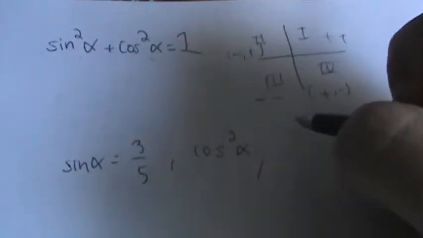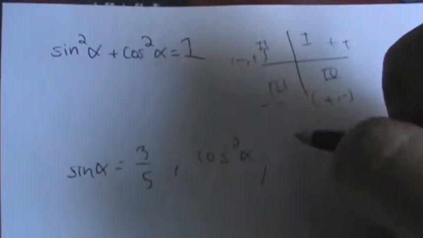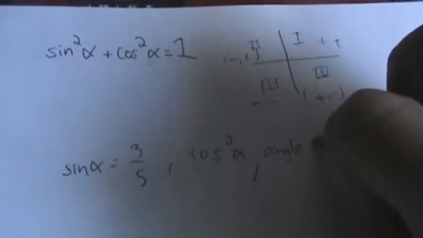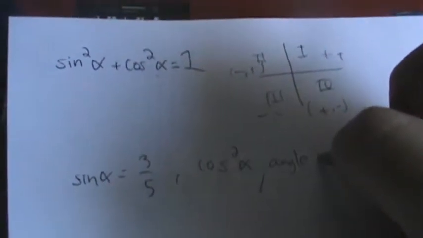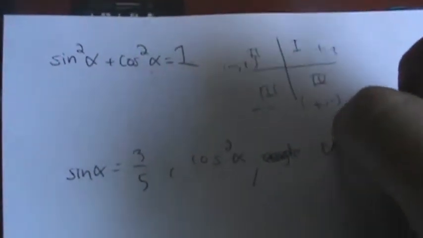Let's say you're given sine alpha equal to, I don't know, 3/5. And they want you to find two things. One is the cosine alpha, but also they want you to find what quadrant the angle lies in. Well, actually, you already know. They tell you that the angle alpha is in the second quadrant. So let's get started.